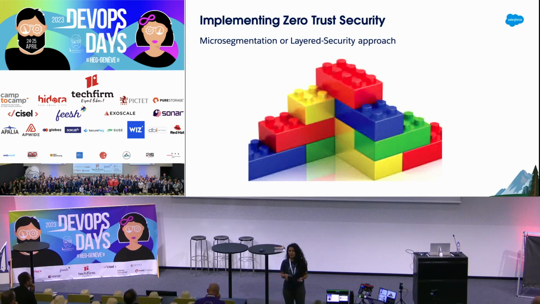The process is called microsegmentation or a layered approach. So what is microsegmentation or a layered approach? You're dividing your entire organization or your entire infrastructure into small fragments or layers. And then when you have granular control over these layers, you can apply security to these things.